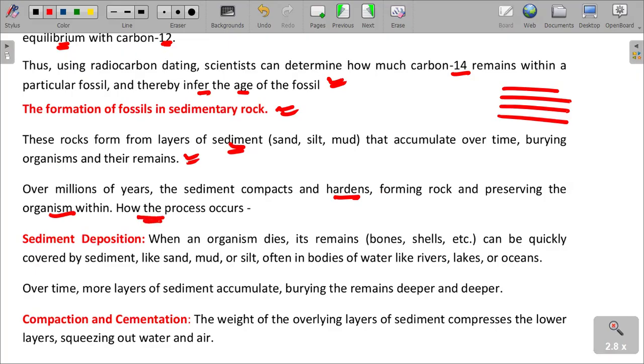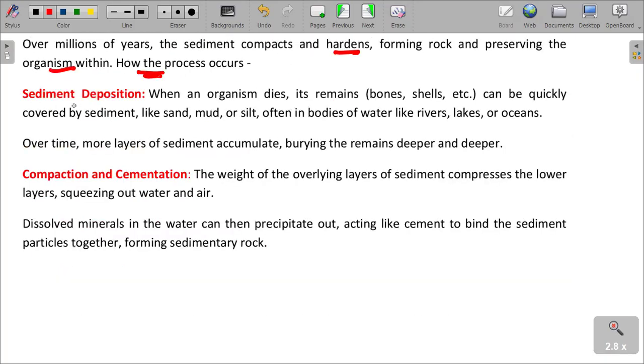How does the process occur? We want to understand that there is sediment deposition. Sediment is material that has been carried by various agents of erosion. So the sediments are laid down; that is sediment deposition. When an organism dies, its remains, which are the bones, the shell, or the teeth, can quickly be covered by sediments, often in bodies of water like rivers, lakes and so forth. These are the agents which carry and transport them.